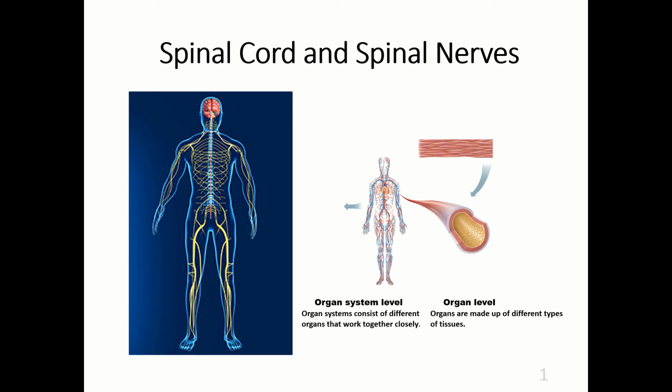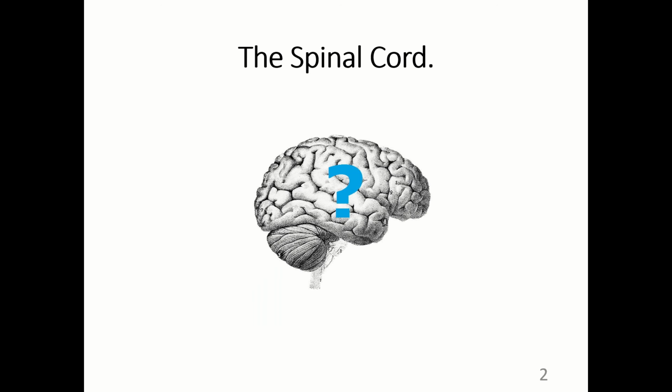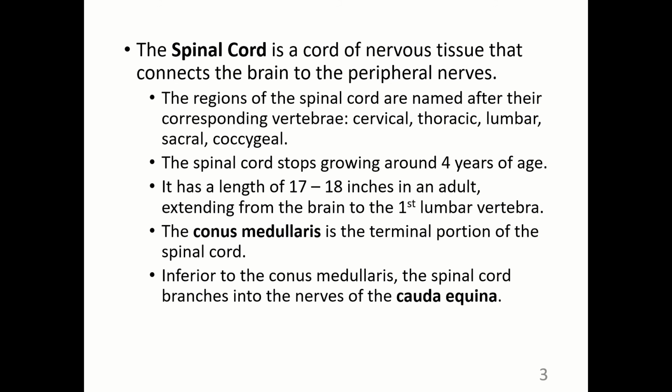This lecture is on the spinal cord and spinal nerves. Let's begin with the spinal cord. The spinal cord is a cord of nervous tissue that connects the brain to the peripheral nerves. The regions of the spinal cord are named after their corresponding vertebrae: the cervical, thoracic, lumbar, sacral, and coccygeal. The spinal cord stops growing around 4 years of age.